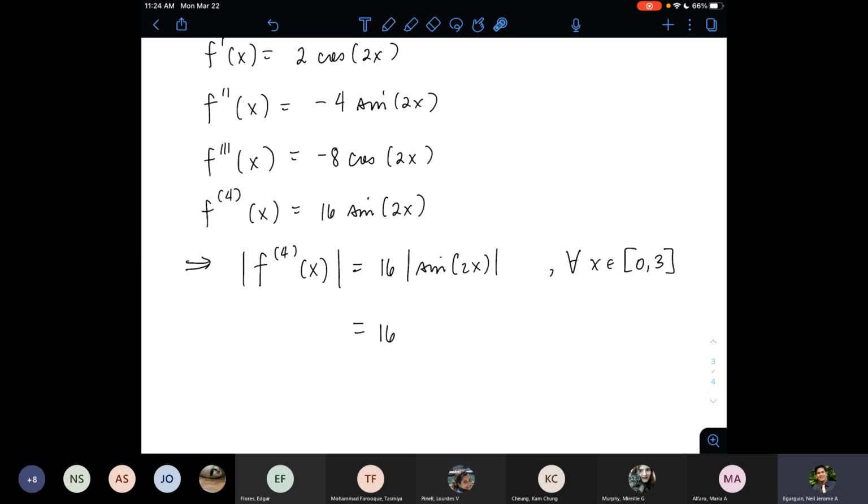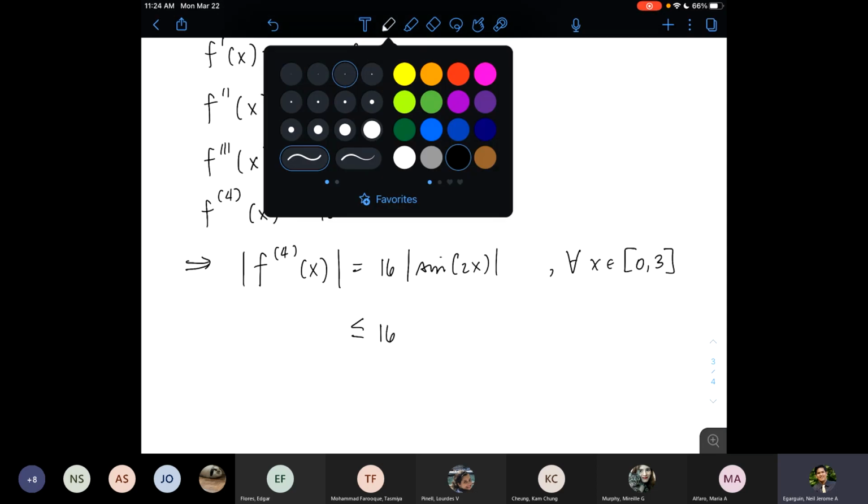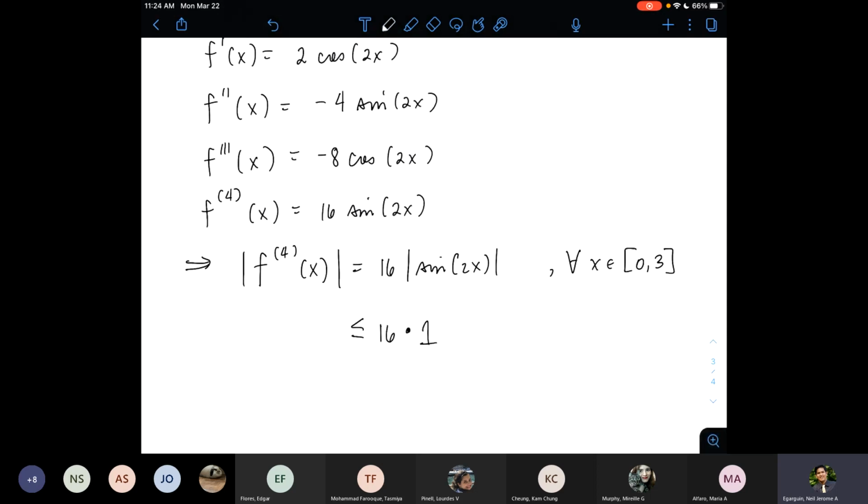Well, an easy choice will be to say that sine 2x is maximum when the sine is equal to 1, right? Because if you go to the unit circle, the maximum value of sine is equal to 1. It never exceeds 1, right? So you say that this value is always less than or equal to 16 times 1. Yeah, you're correct, Muriel. You can take this 16 to be your value for M.